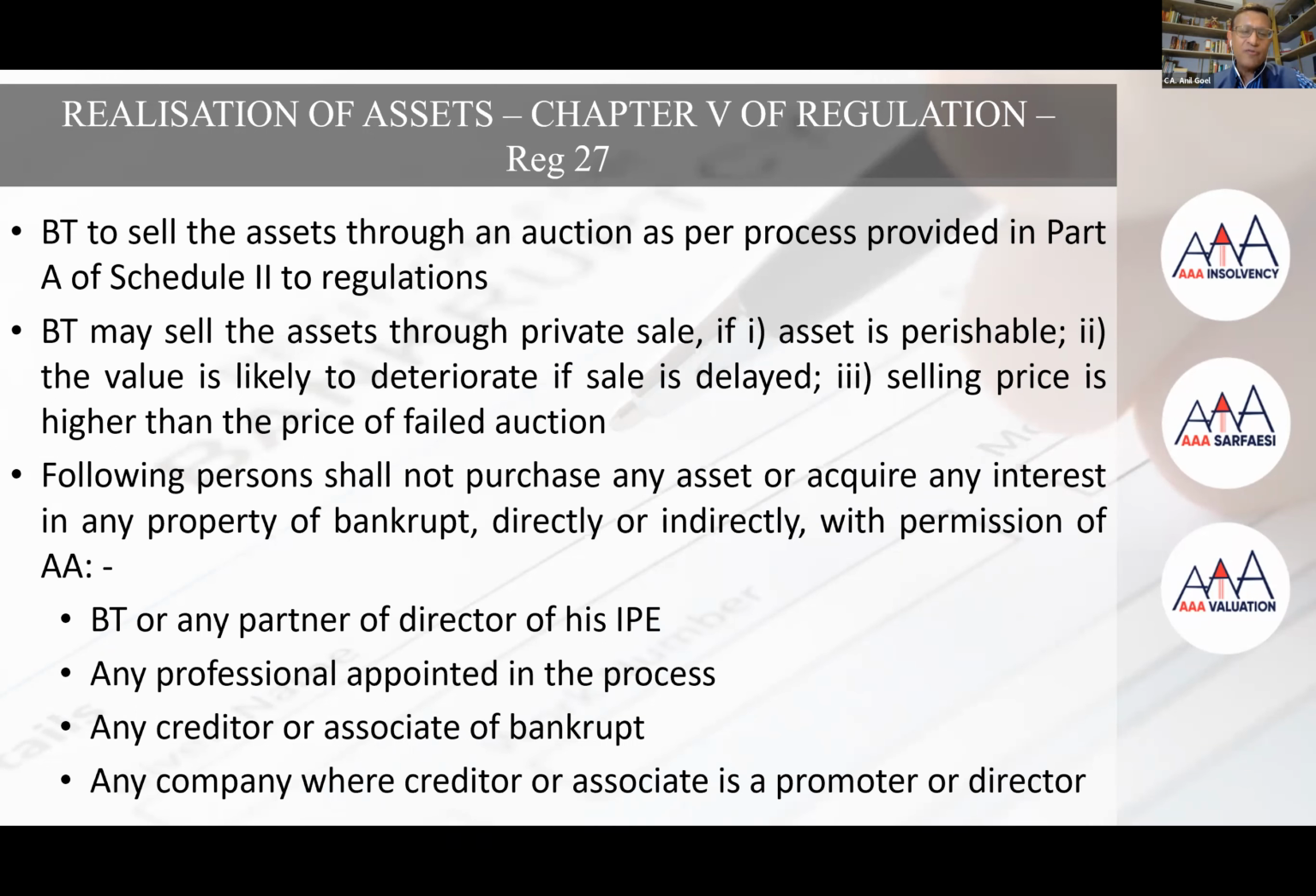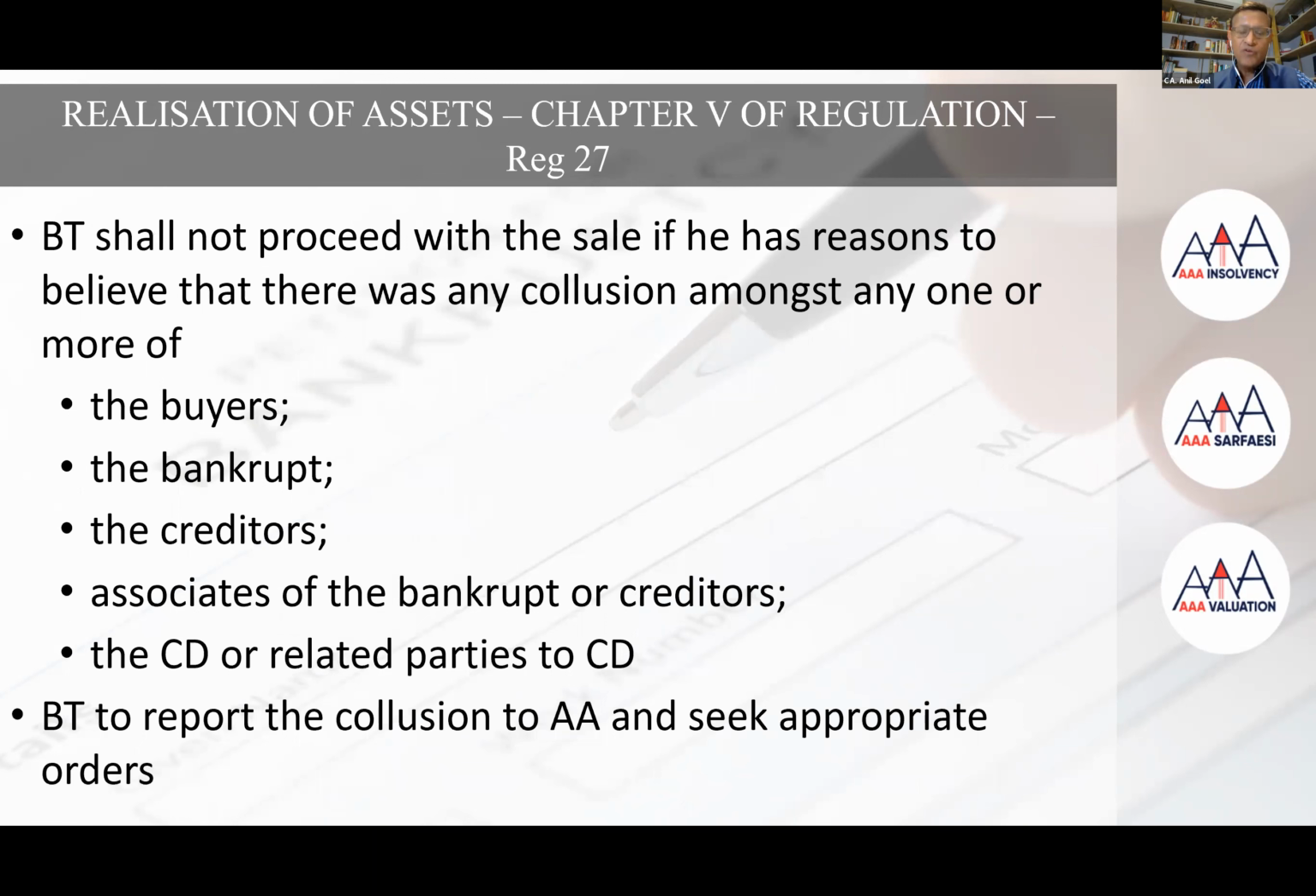It is very clearly provided that the following persons shall not purchase any asset or acquire any interest in any property of the bankrupt, directly or indirectly, without the permission of the adjudicating authority: the BT, any partner or director of his IPE, any professional appointed in the process, any creditor or associate of the bankrupt, any company where the creditor or associate is a promoter or a director. These persons cannot purchase any property from the estate of the bankrupt.